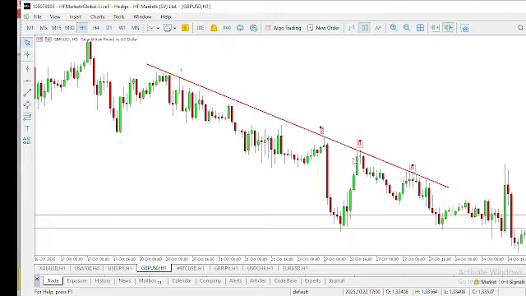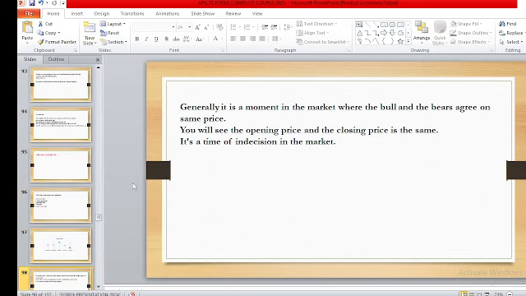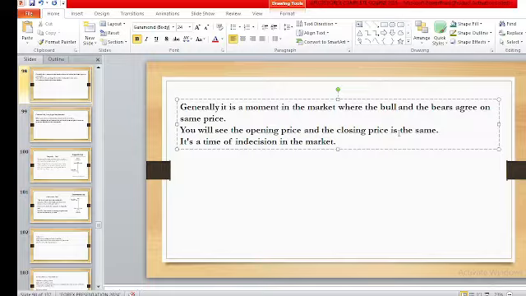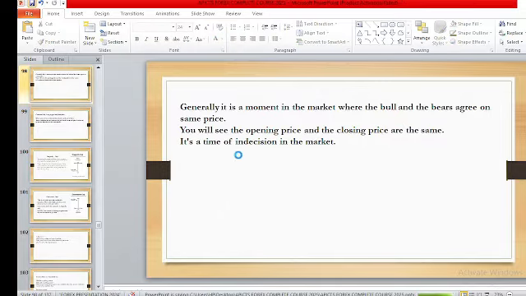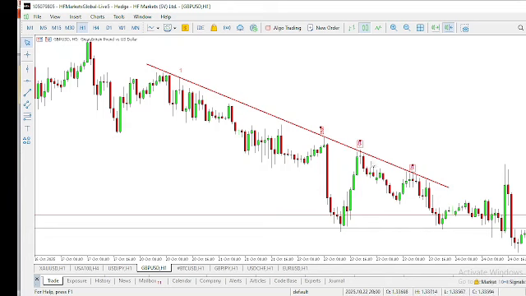Generally, it is the moment in the market where the bulls and the bears agree on the same price. So you will see the opening price and the closing price are the same, both of them just the same. It's a time of indecision in the market. Like here now, the buyers are pulling it up, but because you are expecting a sell, your eyes are telling you.